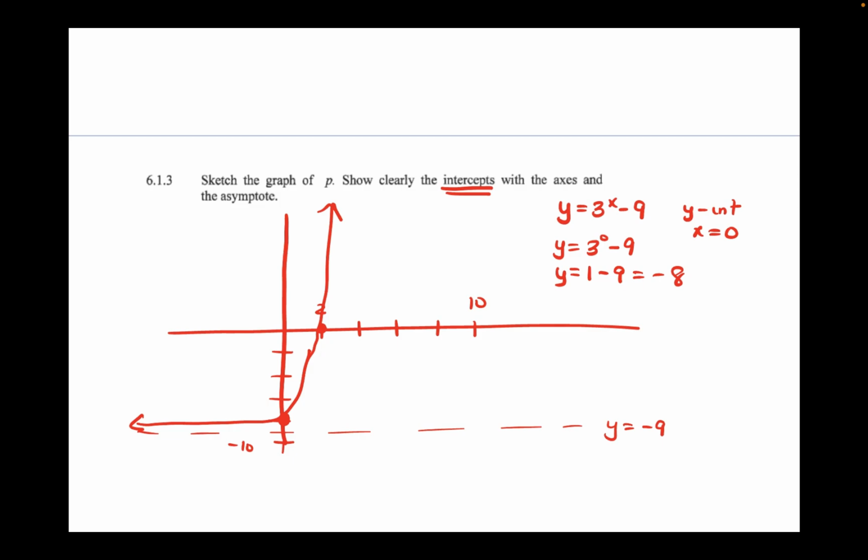My graph is not too beautiful, but you get the idea. Just be sure you include everything that they ask for. Show clearly the intercepts with the axes and the asymptote. The asymptote is drawn as a dotted line, and we need a scale on our axes. If you want to put more of a scale in, you can, but that should suffice.